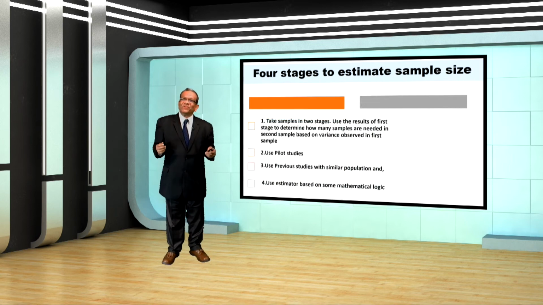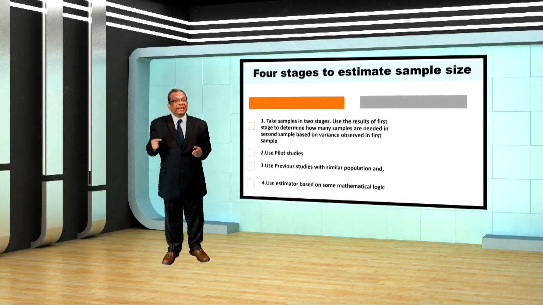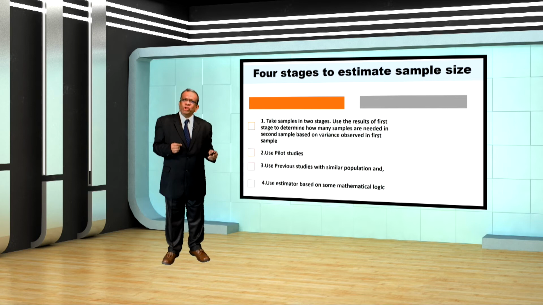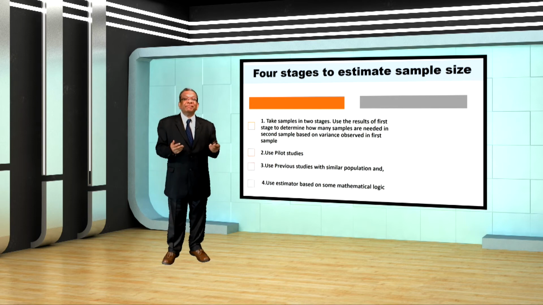There are 4 ways to estimate it. First one is to take samples in 2 stages: use the results of the first stage to determine how many samples are needed in the second, based on the variance observed in the first sample. Number 2 is to use pilot studies. Number 3 is to use previous studies with a similar population, and the fourth one is to use an estimator based on some mathematical logic. Mostly any one of these 4 will help you know the sample size being taken by other studies and by your own research.